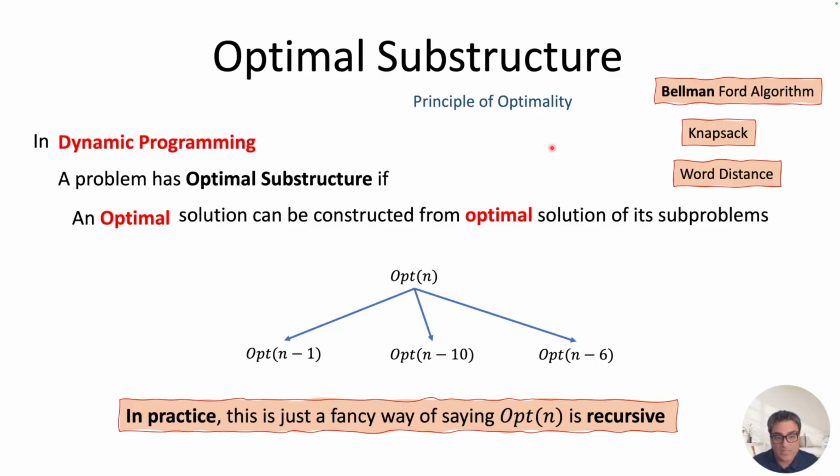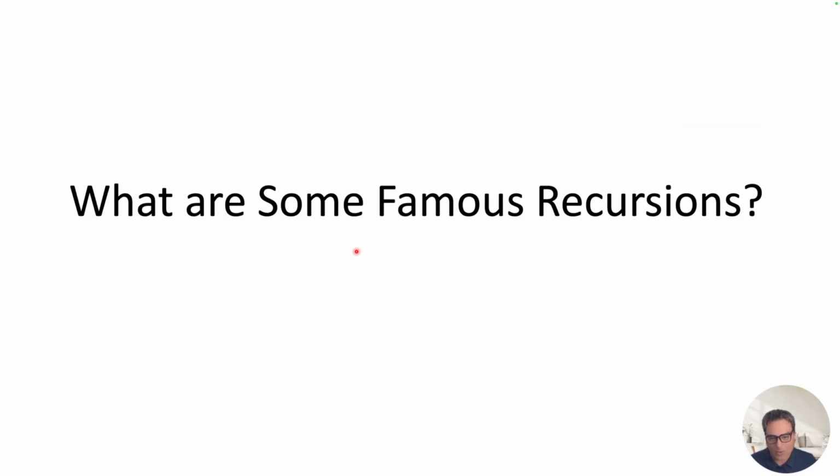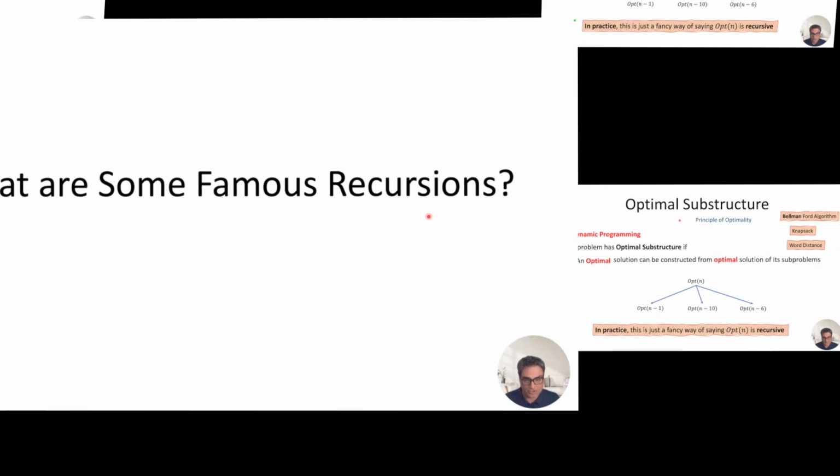So in summary, when you hear any of these terms, optimal substructure, divide and conquer, or breaking the problem into subproblems, they all mean one thing, and that is recursion. These are not really completely different techniques. They are very related. All right, so now let's talk about some famous recursive functions.